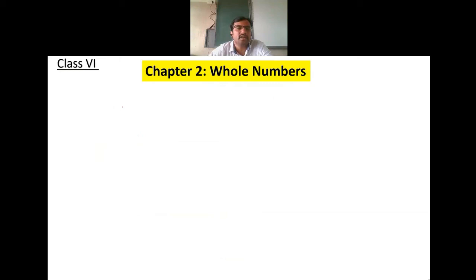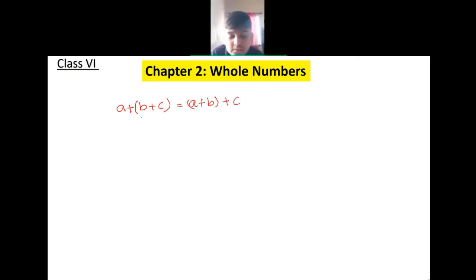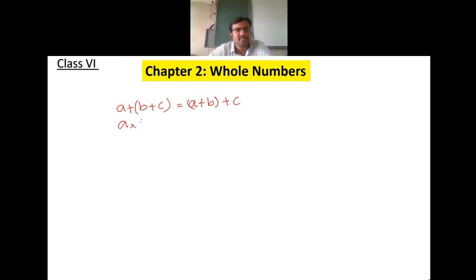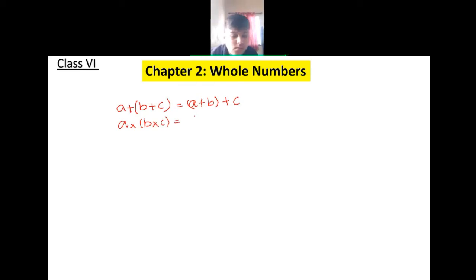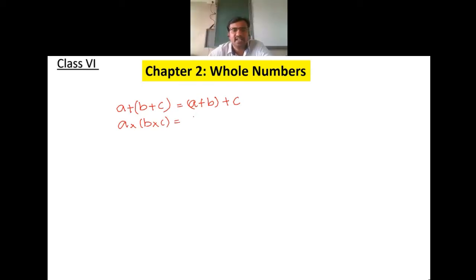Whenever we have 3 different numbers, say A, B, C, if I do the sum of B plus C added to A, we get the same result as when A plus B is added to C. We should not say that multiplication is closed under associative property. We have to say that associative property is true in case of addition, and associative property is true in case of multiplication.